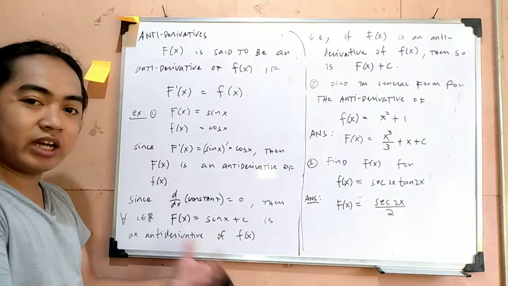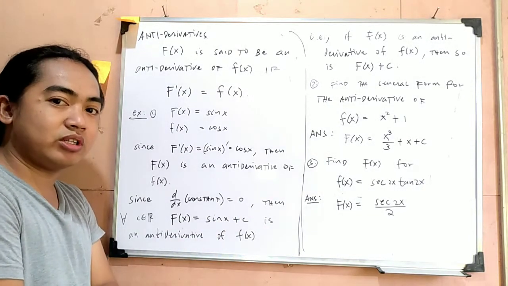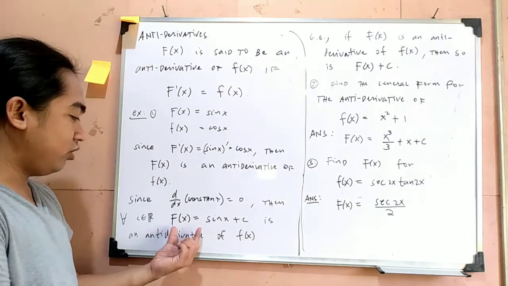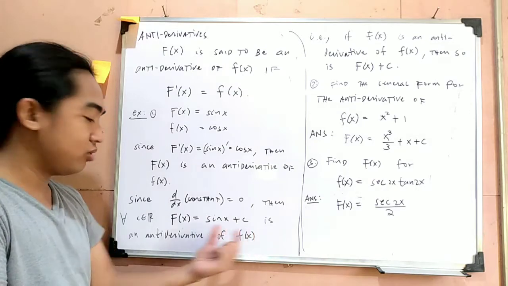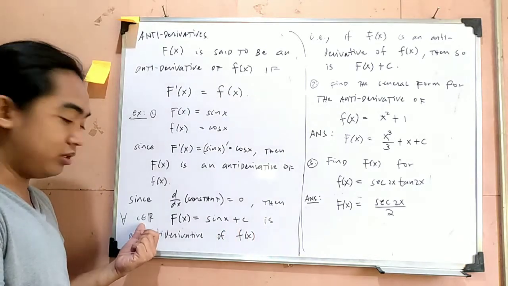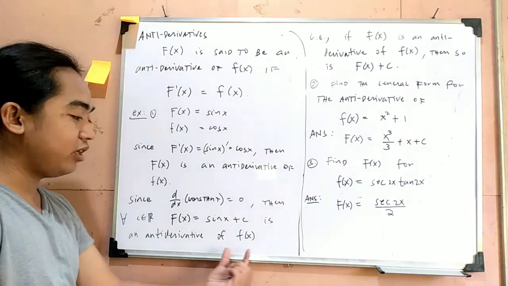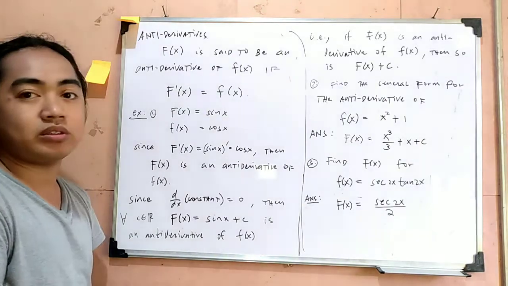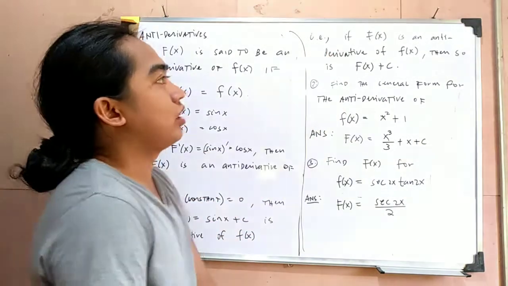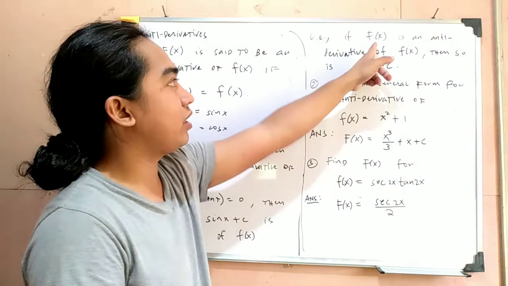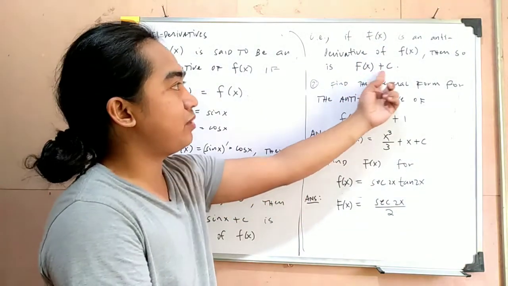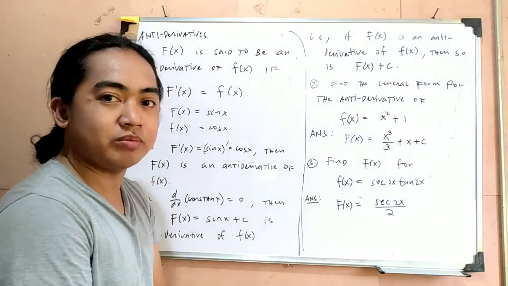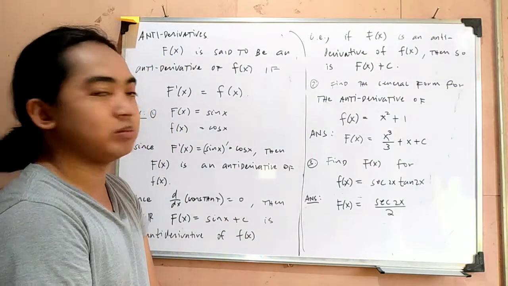So that kapag nag-add tayo ng constant sa mga function, then yung capital F of x natin is of the form sin x plus c, kung saan yung c mo is any real number. Okay? Antiderivative pa rin siya ng f of x. So that is, kapag meron kang antiderivative na capital F of x, then kapag dinagdagan mo siya ng c, then F of x plus c is also an antiderivative of small letter f.